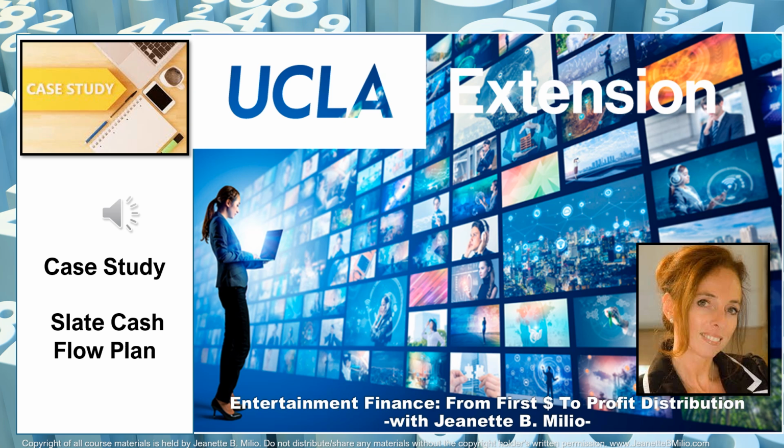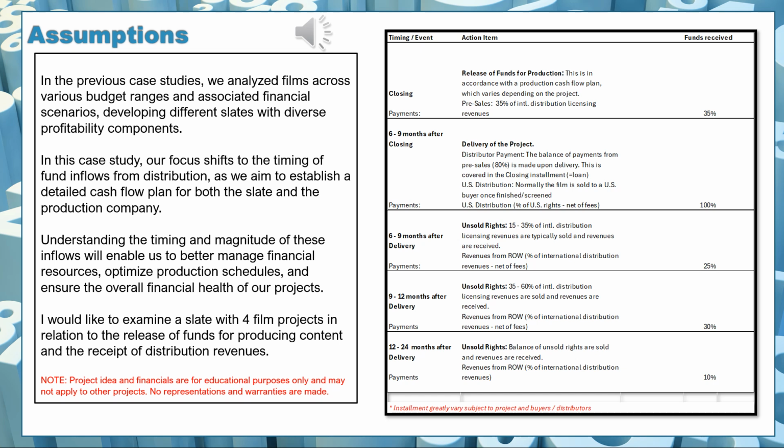In this case study, we create a cash flow plan for a slate. In our previous case studies, we have analyzed film slates across various budget ranges, various genres, different kinds of recoupment corridors and waterfalls. And here I would like us to focus on the timing of payments as they go in and out. So I would like us to look at the revenue components and when we can register certain distribution revenues to come in.